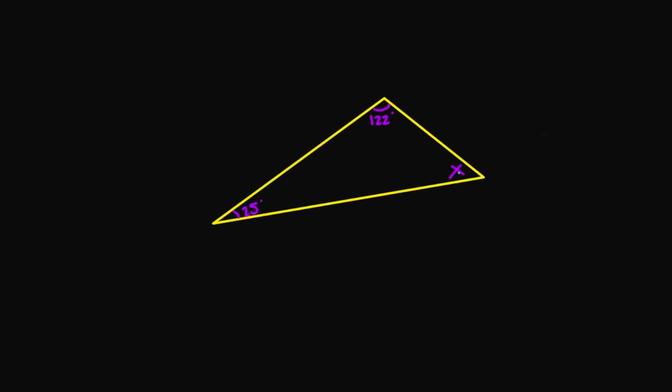Let's look at this example here. I have 122 degrees here, 25 degrees here, and this angle here is currently unknown. So based on this example here, is this going to be an obtuse triangle, a right triangle, or an acute triangle? Based on this example, this is going to be obtuse because I already have one angle that's more than 90 degrees, which is my angle here that's 122 degrees. So for this example, this is an obtuse triangle.